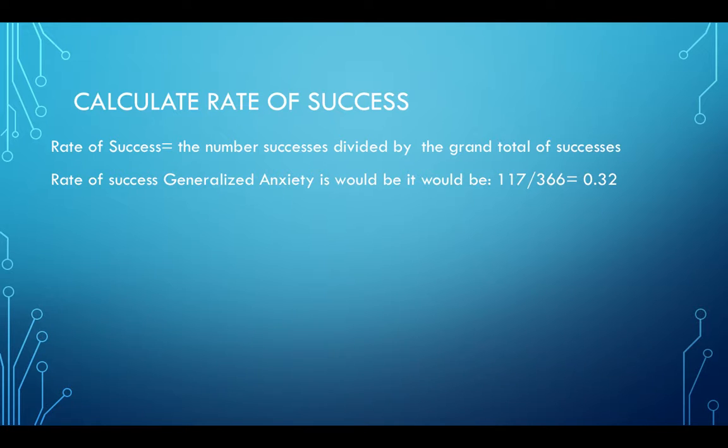So in order to make an assessment, we have to calculate the rate of success. The equation for rate of success is the number of successes divided by the grand total. So I did the equation for generalized anxiety. I divided that and I got a success rate of 0.32. And in the next slide, I'm going to discuss how you can do that in Excel.